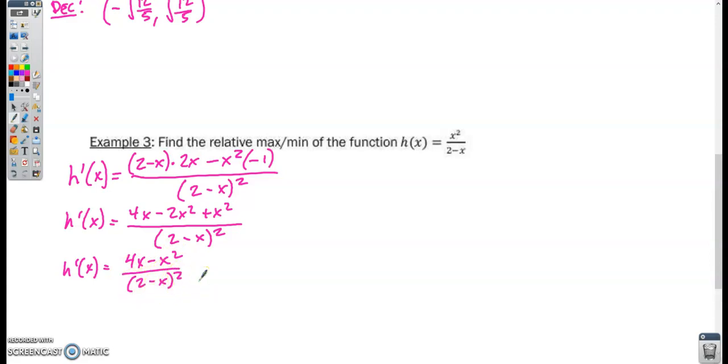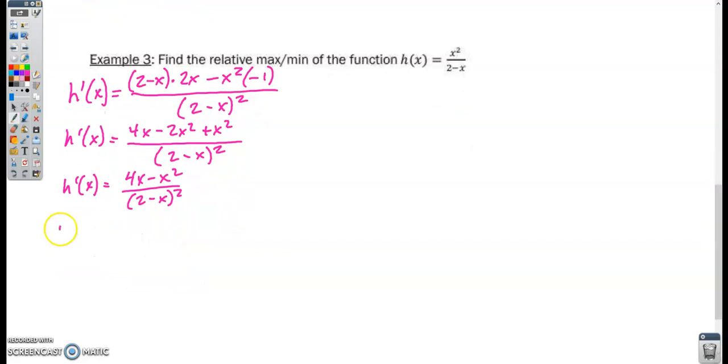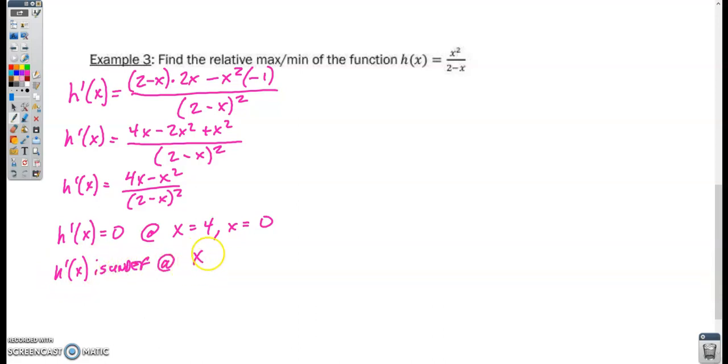And if we go ahead and solve this, if we set the numerator equal to 0, we figure out where the derivative is 0. So we set 4x minus x squared equal to 0. We solve for x, and that is at x equals 4 and x equals 0. Those are two places where the numerator is 0, and the derivative is undefined at x equals 2, because that makes the denominator equal to 0.